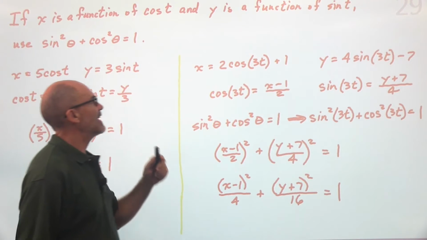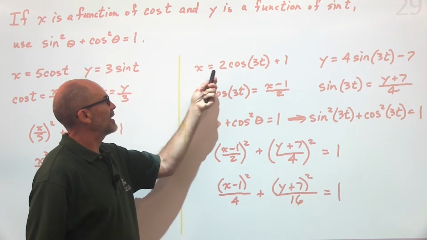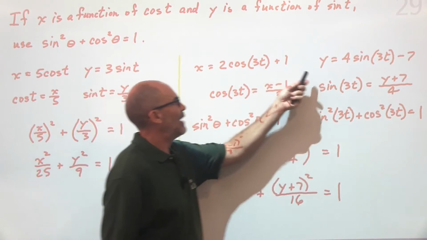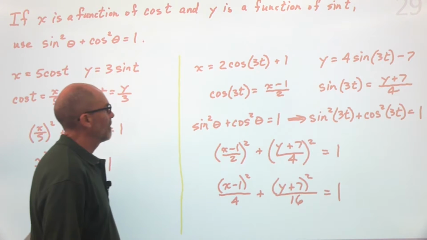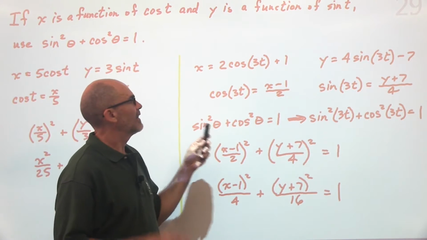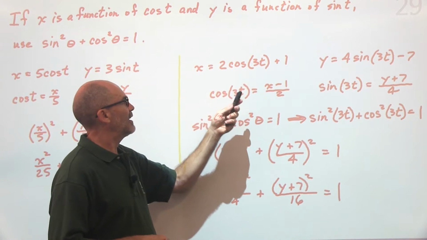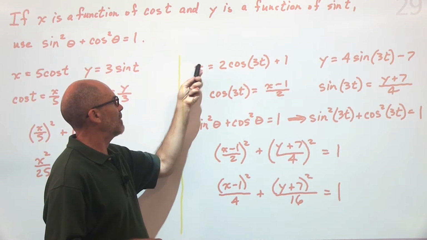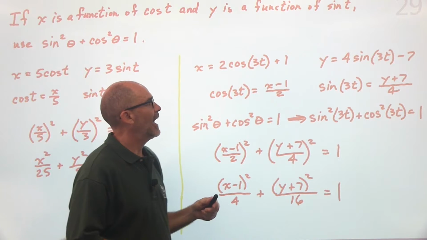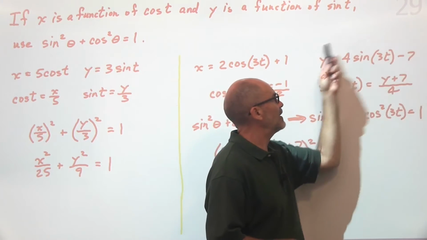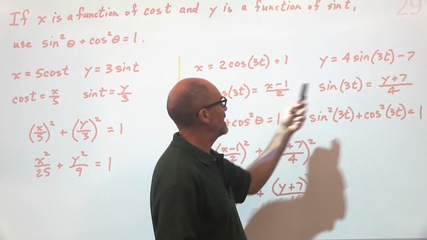Instead of our angle just being t, we're going to make our angle 3t. So I have x is 2 cosine 3t plus 1, and y is 4 sine 3t minus 7. Now remember, the key here is to get cosine alone. So I subtract 1 from both sides, I have x minus 1, divide by 2, x minus 1 over 2, that's cosine of 3t. And I'm going to do the same thing over here. I add 7 to both sides, and then I divide by 4. So I have cosine 3t, sine 3t.